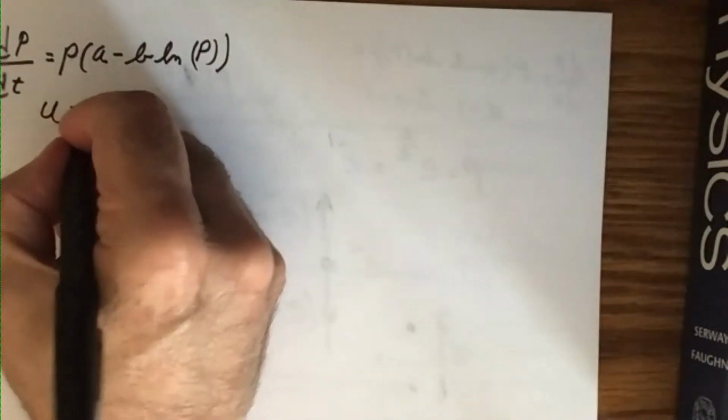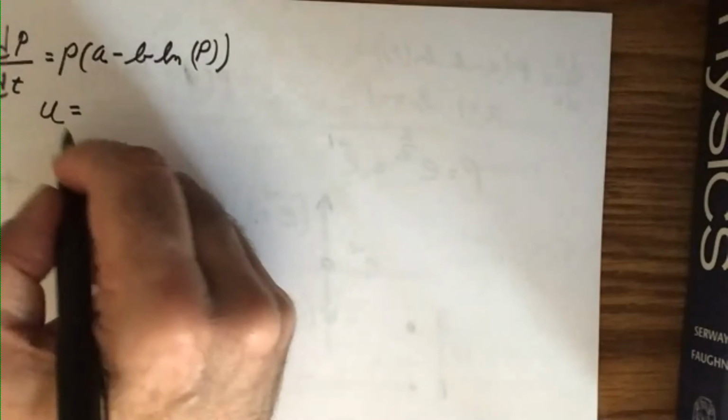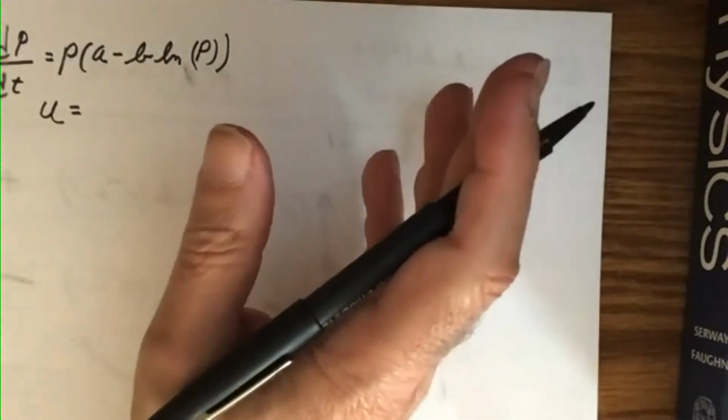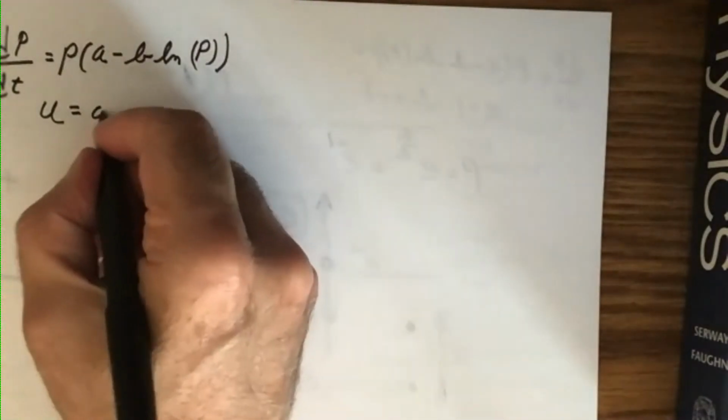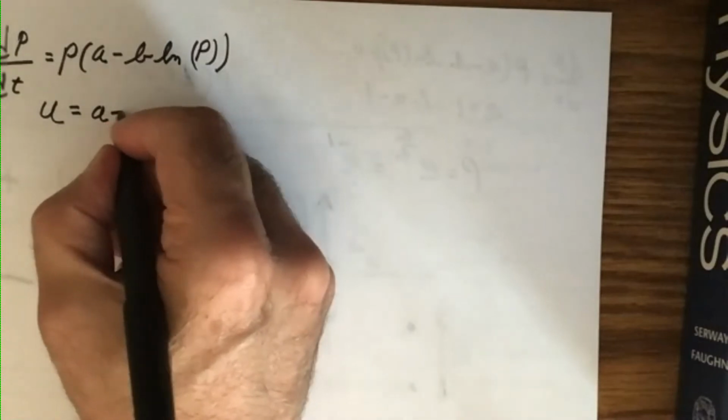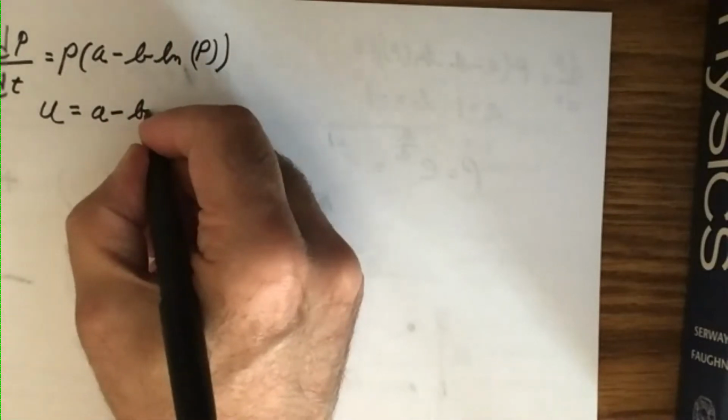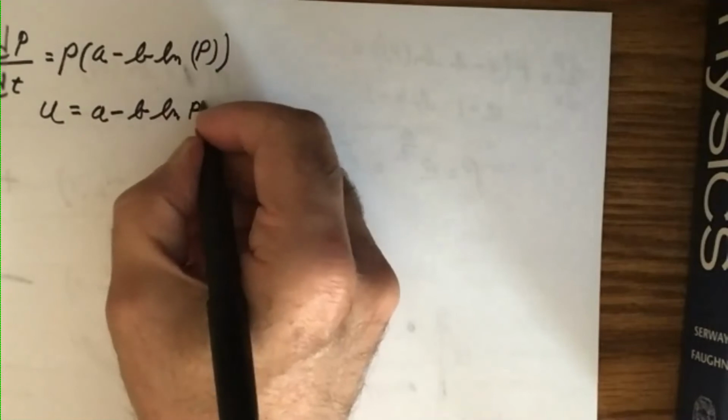Okay, so I want you to try to solve this differential equation. This is a separable one, okay? It's a separable differential equation. Use u substitution: let u equal a minus b times the natural log of p. You may not see that offhand, but it's actually pretty straightforward.